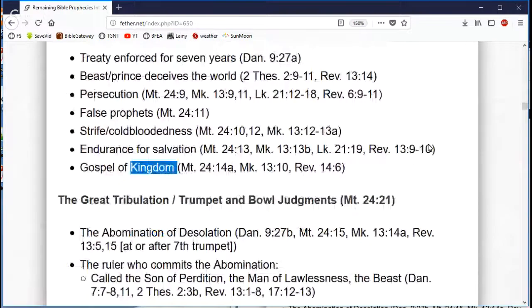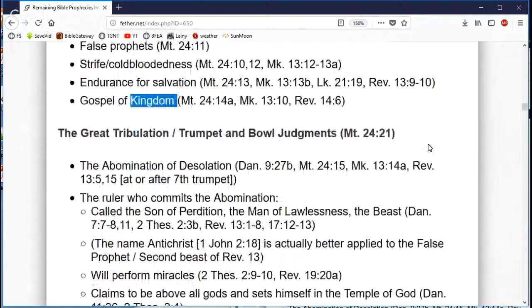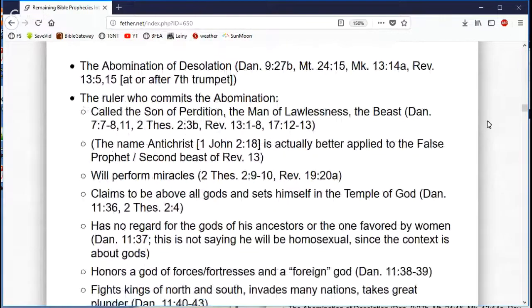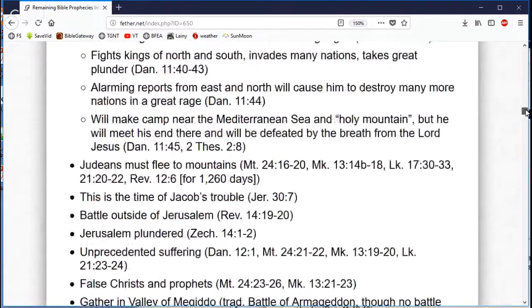Then we have the great tribulation that Jesus talks about. He says, when you see the abomination of desolation spoken of by the prophet Daniel, and then the second half commences, and then he talks about the ruler who commits the abomination. This is again in both Testaments, the Gospels and Revelation, describing who this world leader is and all the things he'll do, and details there.